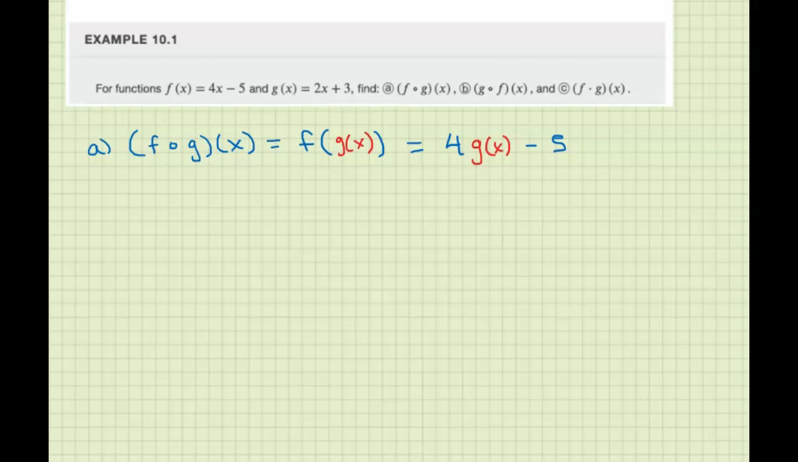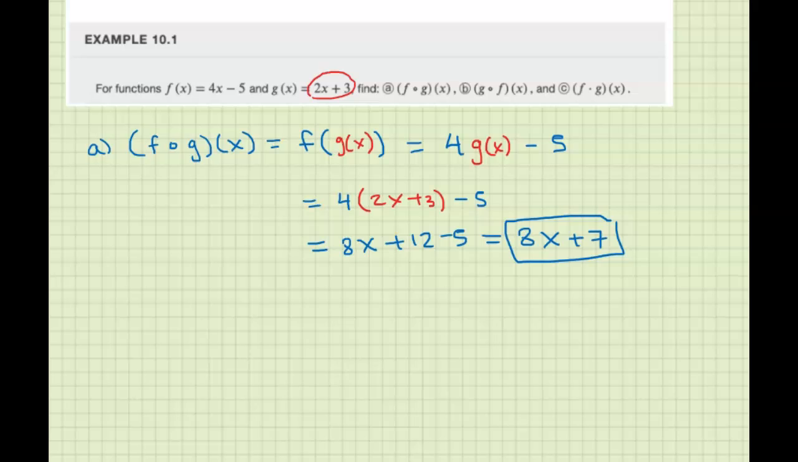But you're not going to leave it as g of x. You're going to replace this in parentheses with the equation for the g function, which is 2x plus 3. So this gets replaced by parentheses 2x plus 3, and then minus 5. You're starting with the f function, getting rid of the x, and replacing it by the equation of the g function. Then you distribute, and we get 8x plus 12 minus 5, which is 8x plus 7.